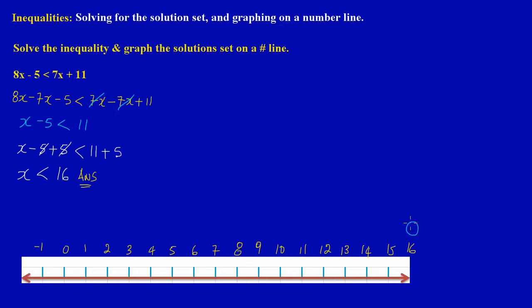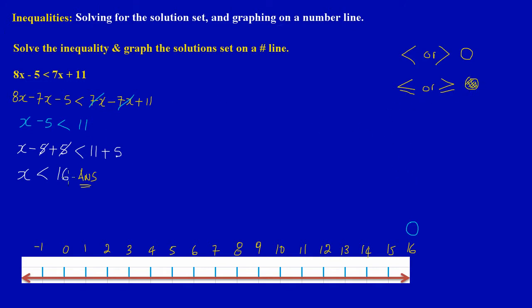And if you notice, this circle is an open circle. Let me just give you some pointers. Whenever you're using the less than sign or the greater than sign, you must use an open circle. Whenever you're using the less than or equal to sign, or the greater than or equal to sign, we're going to use a closed circle. So this circle would be closed, or shaded.